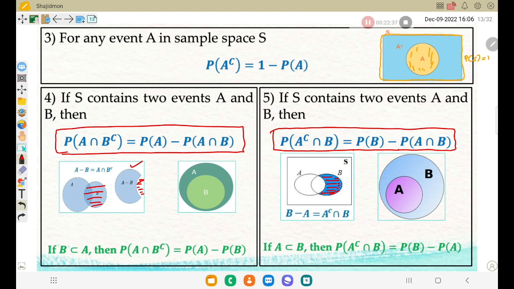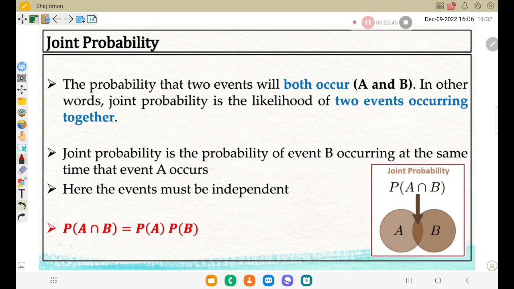So you can memorize these three rules. Using that picture is better. It is an easy way to understand like this. Okay, now the next point we are going to discuss is joint probability.